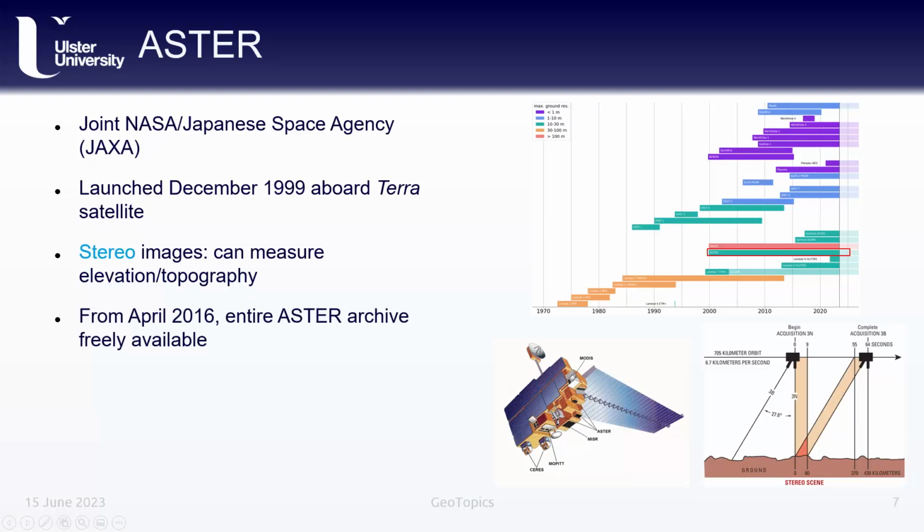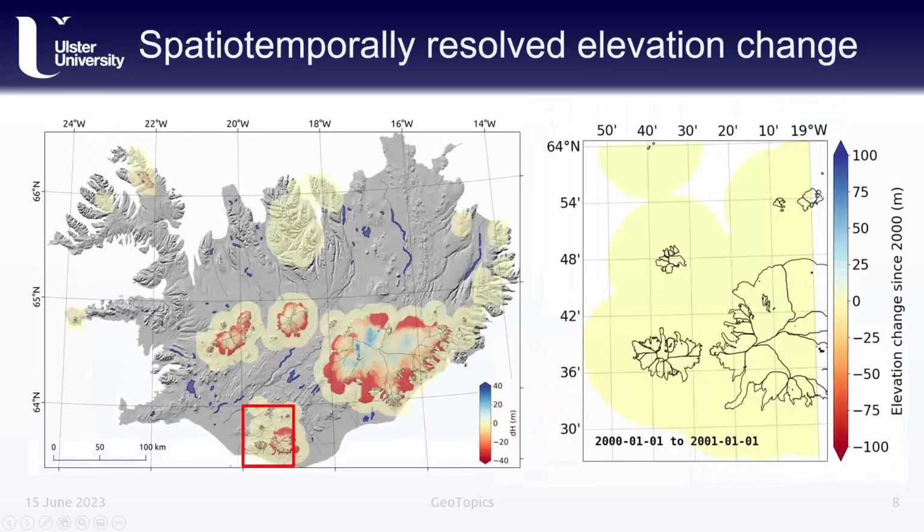And most importantly of all, from April 2016, the entire ASTER archive is freely available. This is millions of images showing everything all around the world. This was, again, a global mission. And we can use this to construct a 20-year time series of global elevation and also elevation change. And that's what we're seeing in this slide.